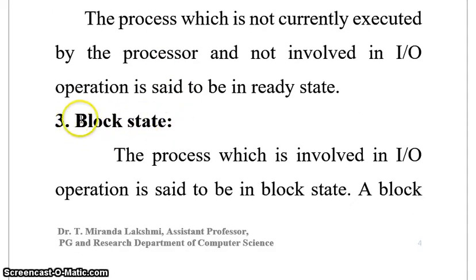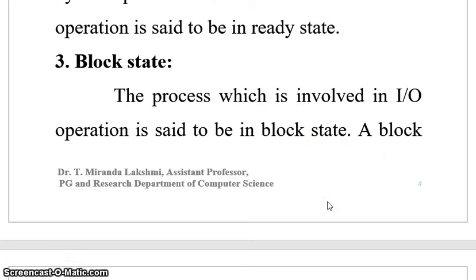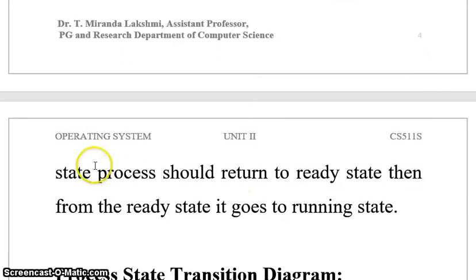The last one is the block state process. What is this block state process? The process which is involved in I/O operation is said to be in block state. Normally, a block state process should return to the ready state, then from the ready state it has to go to the running state, because in the running state some other process might be executing. So after the I/O operation has been completed, it has to be moved from your block state to your ready state, and from that ready state it will go to the running state if the CPU is free.